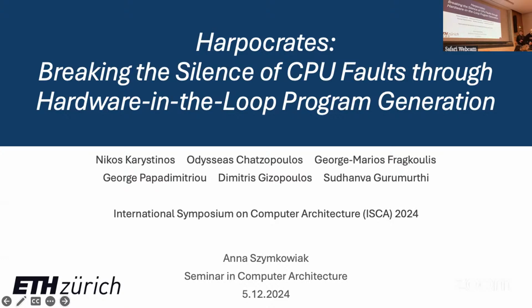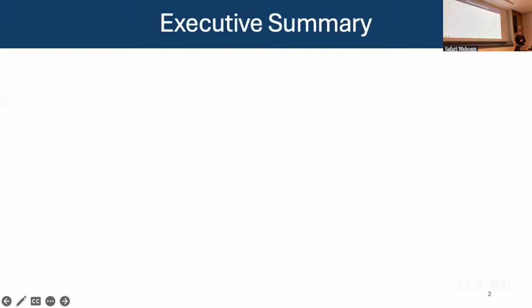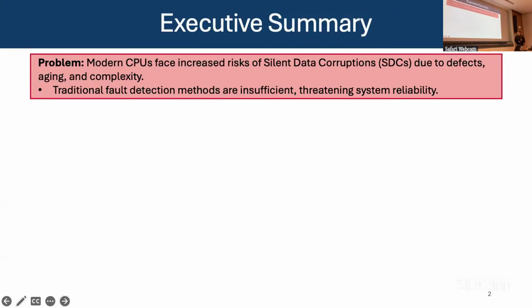Okay, so hi everyone. Today I'll be presenting a paper called Harpocrates: Breaking the Silence of CPU Faults through Hardware-in-the-Loop Program Generation. The paper was developed earlier this year at the University of Athens. So let's start with the executive summary. The problem we are trying to solve is that modern CPUs face increased risk of silent data corruptions due to defects, aging, or something like that. Traditional fault detection methods are insufficient, therefore threatening system reliability.